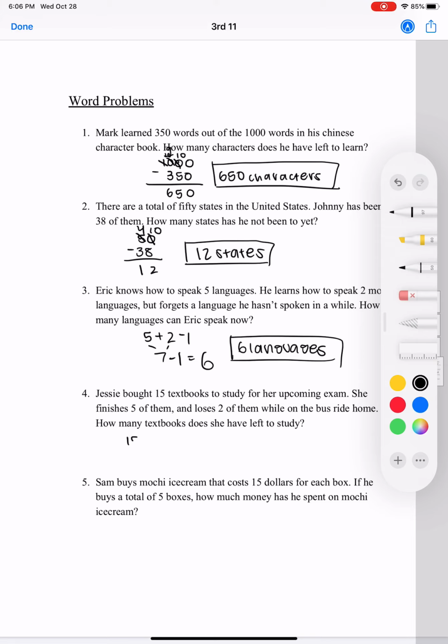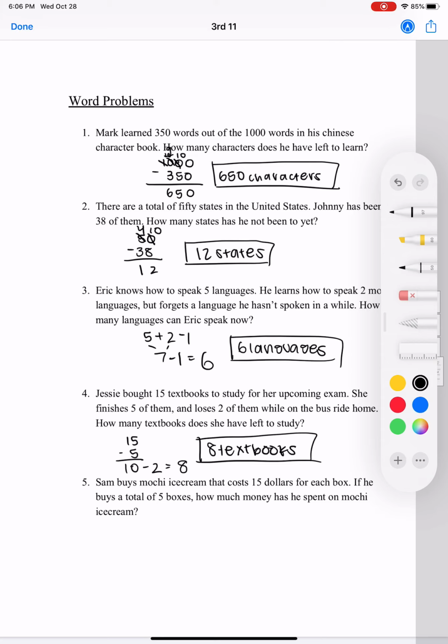So she originally has 15 and she finishes 5 of them. So 15 minus 5 equals 10. And then she loses 2 more of them while on the bus ride home, so 10 minus 2 equals 8, so she has 8 textbooks left to study. Textbooks is our unit. Okay, last one.